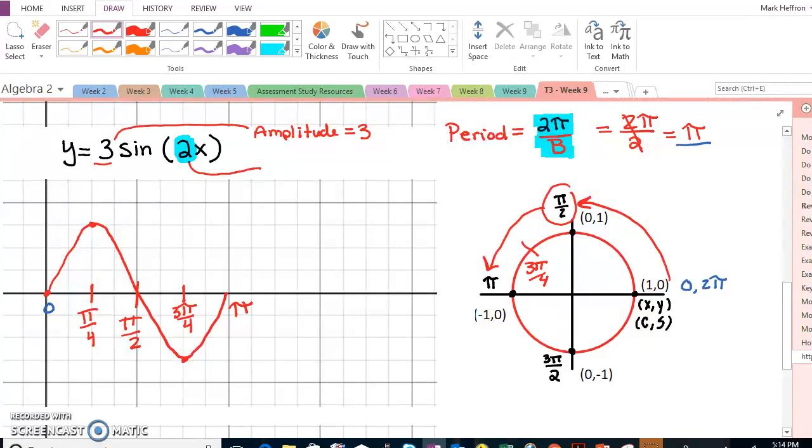We have just done an amplitude and a period change. The period isn't 2, but the period is equal to 2 pi divided by that 2, or pi.